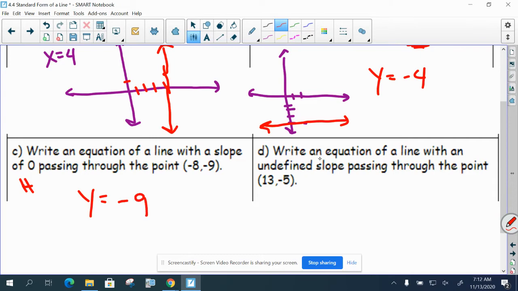For this one, write an equation of a line with an undefined slope, so that would be vertical, passing through the point 13, -5. Okay, so what would be that equation? Well, undefined slope is vertical, so that means x equals whatever the x value is, which is 13 in this case. All right, so let's look at a new example.